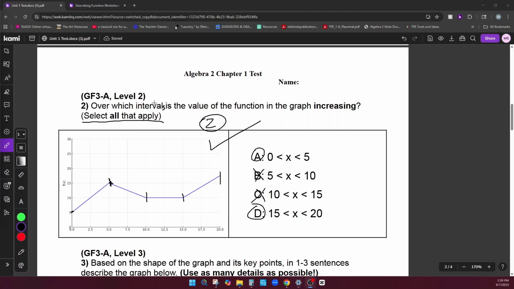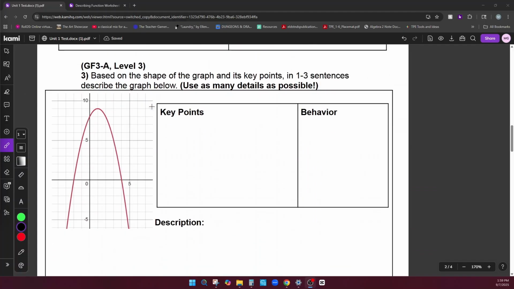So with that, we are going to go to question number 3. Question 3 reads, based on the shape of the graph and its key points, in 1 to 3 sentences, describe the graph below. Use as many details as possible. Okay, so what are we talking about here? We're talking about the shape of the graph and its key points, and in 1 to 3 sentences, describing what's going on.